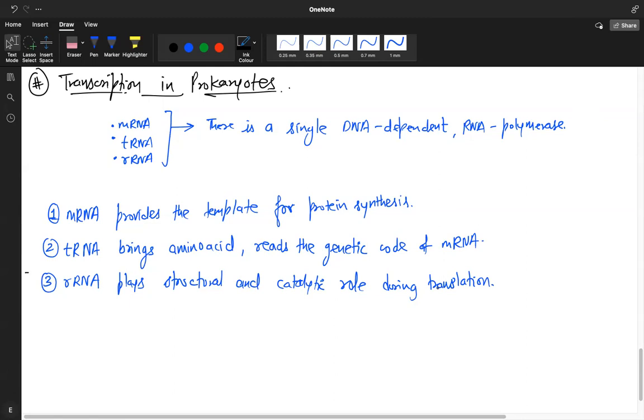Okay, and the smaller subunit binds to mRNA. I will tell you about ribosomes in translation, but just know that rRNA is the RNA that makes the ribosome. So that's why it has the structural role, and it also helps in the process of polypeptide synthesis, hence the catalytic role. Is it clear? Yes? No?